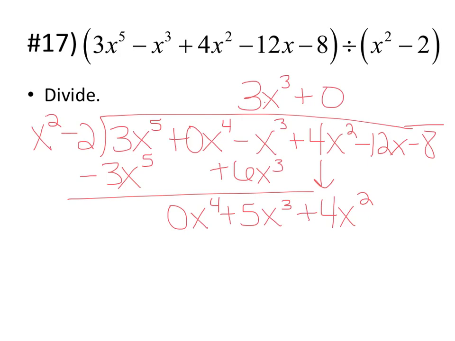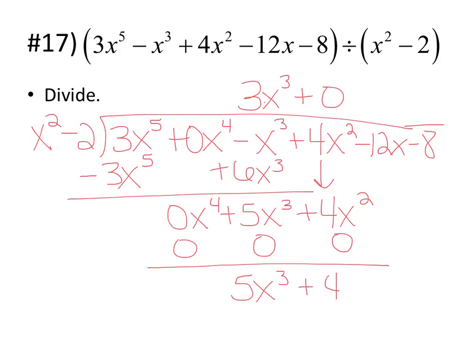So if you want, you can go ahead and skip this next step, but I'm going to work through it just to be safe. 0 times x squared is 0. And 0 times 2 is 0. So if I have all zeros here, then you're just going to get the same thing. 5x cubed plus 4x squared, and then bring down your negative 12x.